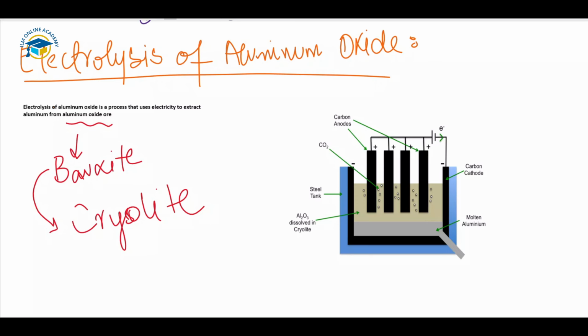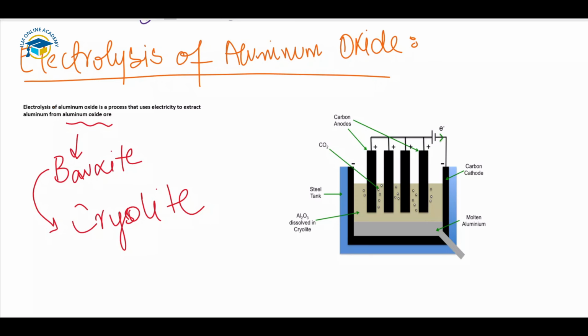The melting point of aluminum oxide is over 2000 degrees Celsius, so it is dissolved in the molten cryolite, which is an aluminum compound with a lower melting point. So just to reduce the melting point of aluminum oxide, we dissolve it in the cryolite. Then we set up the electrolysis cell.